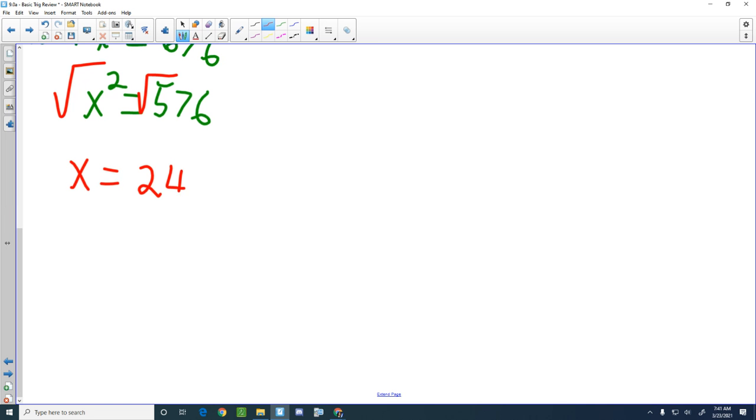24. Now, here's the thing, everybody. Earlier in this year, when we worked with radicals, I said, hey, if you ever solve an equation by using a square root, what do you need to put in front of that number? Remember, we're solving this equation for x. So if you go back one step, where it says, hey, x squared equals 576. So 24 is x, because 24 squared is 576. But is there another number that when you square it, you'll also get a positive 576?